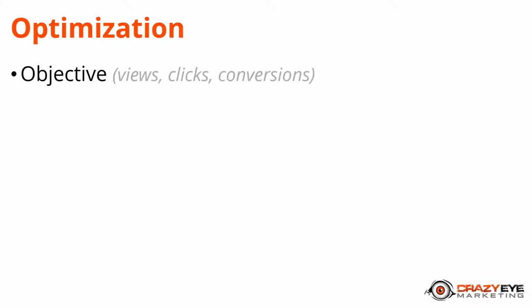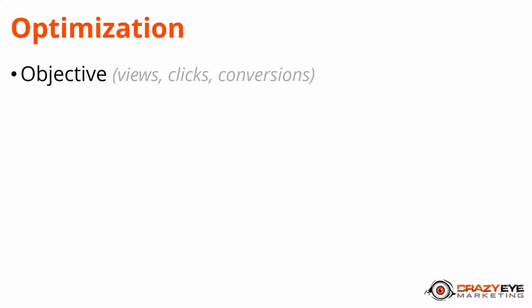Alright, this video is kind of like an optimization overview, so let's get into it. So first things first, always remember your objective when you're analyzing your campaigns, ad groups, and ads. Like, what is the point of your campaign that you're looking at? Are you trying to get views? Are you trying to get clicks? Are you trying to get conversions? You just want to make sure that you're optimizing for the right thing.